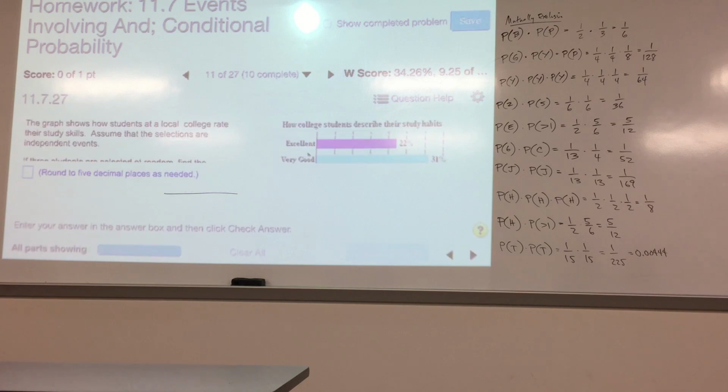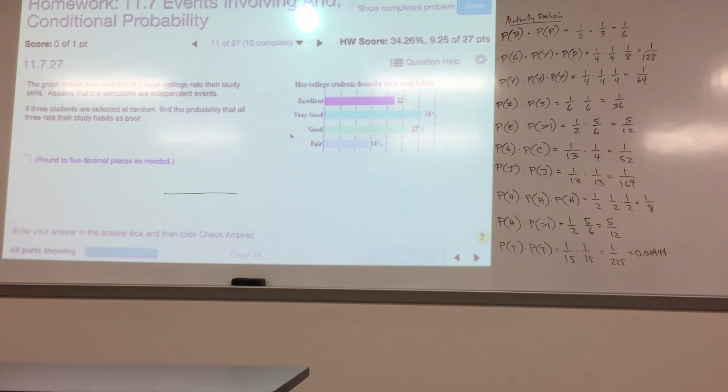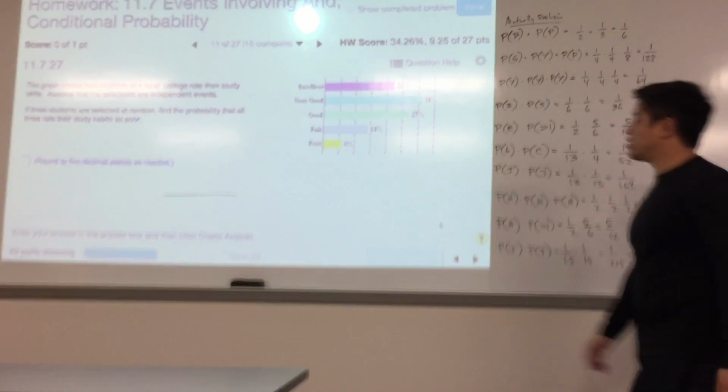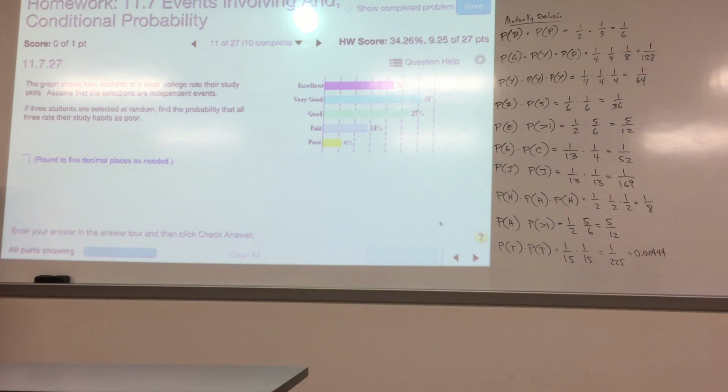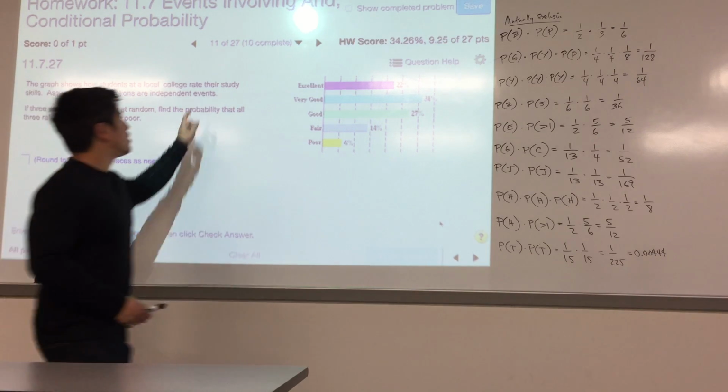All right. Okay, number 11. Okay, a little graph here. Let's take a look here. All right. So it says the graph shows how students at a local college rate their study skills. Assume that the selections are independent events.